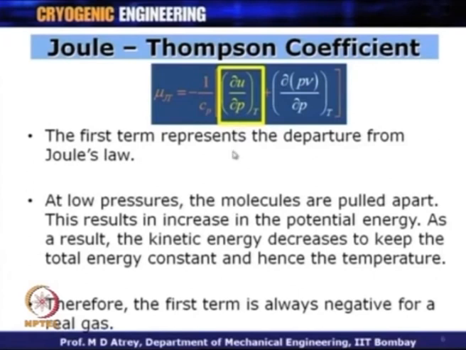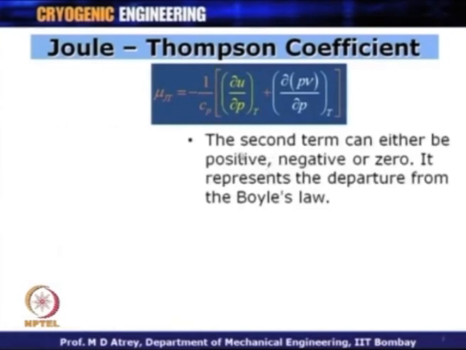Now, we will talk about the second term. This second term is the most important thing, and this term will decide if this bracket is going to be positive, negative or 0. The second term can be positive, negative or 0, and this represents departure from Boyle's law. This is del by del P of PV at constant temperature. Boyle's law says that the product PV remains constant for a given temperature. Now, we are talking about changes in the value of PV with pressure changes, although the temperature remains constant. So, this is basically departure from Boyle's law, where the non-ideality of the real gas comes into the picture.